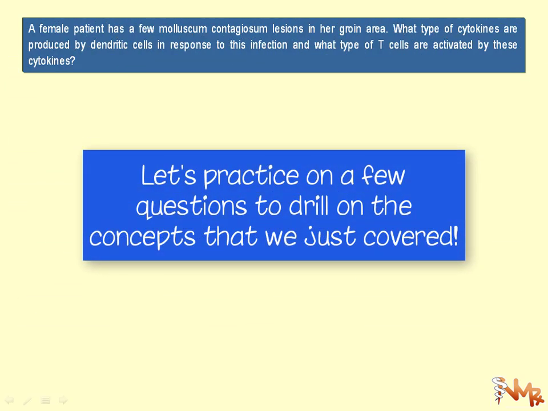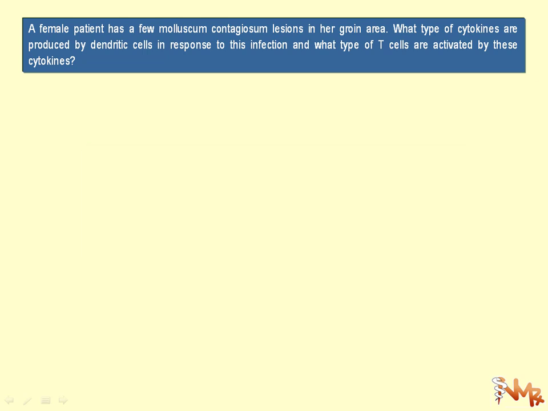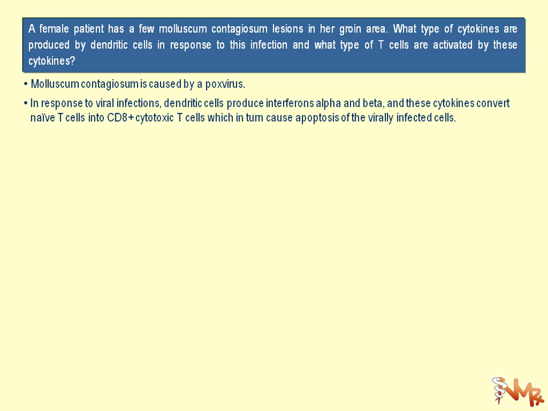A female patient has a few molluscum contagiosum lesions in her groin area. What type of cytokines are produced by dendritic cells in response to this infection, and what type of T cells would you expect to be activated by these cytokines? First and foremost, you have to tell me what type of bug molluscum contagiosum is, and what generalized pattern you need to see on it. Molluscum contagiosum is caused by a pox virus. It's a virus. In response to viral infections, dendritic cells produce interferons alpha and beta. These cytokines in the lymph nodes convert naive T cells into cytotoxic T cells, or CD8 positive T cells, which in turn cause apoptosis of the virally infected cells.